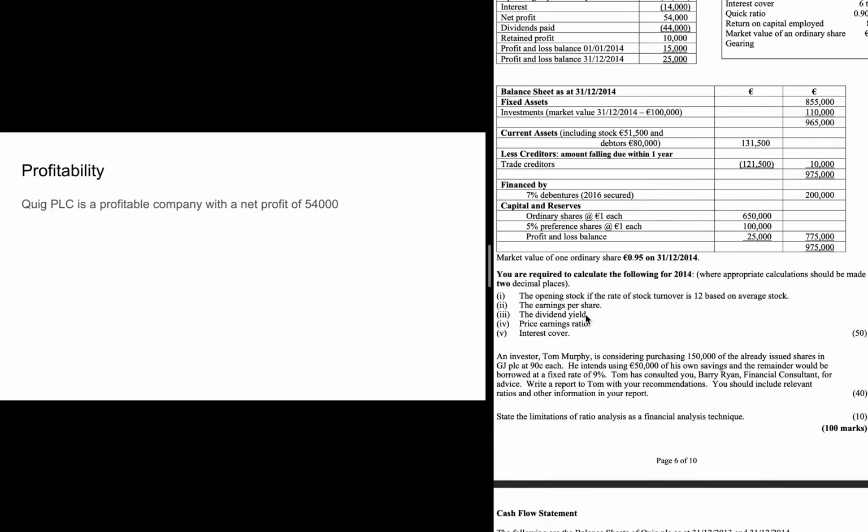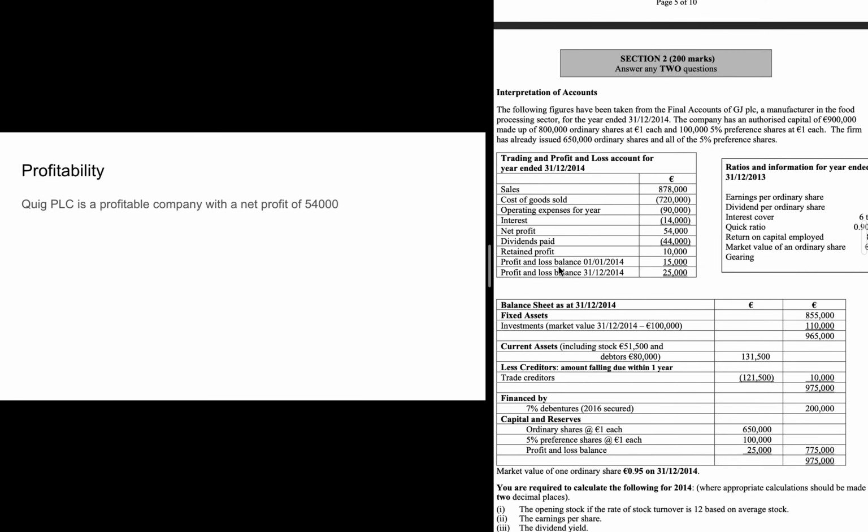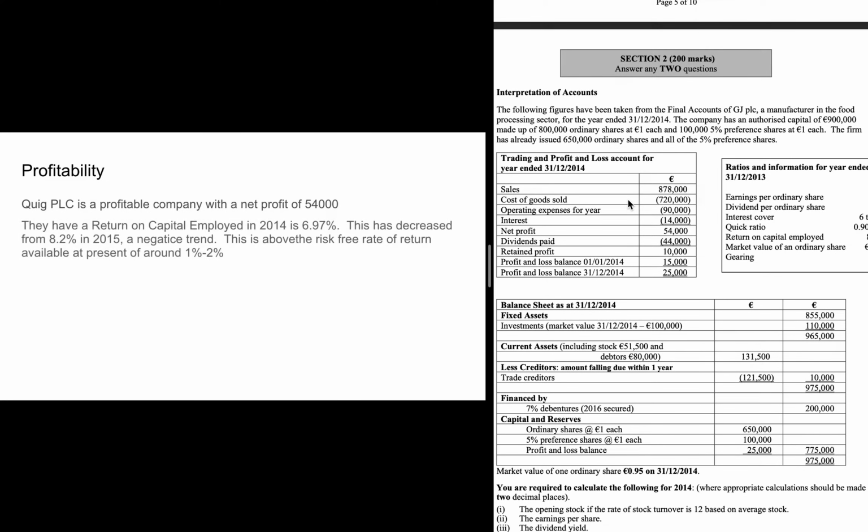We don't know where a quick PLC. I was looking at a different question initially. So, this is GJ, a profitable company with a net profit of 54,000. Following our profitability line as always, we have a return on capital employed in 2014 of 6.97.